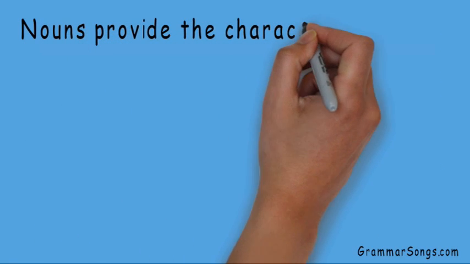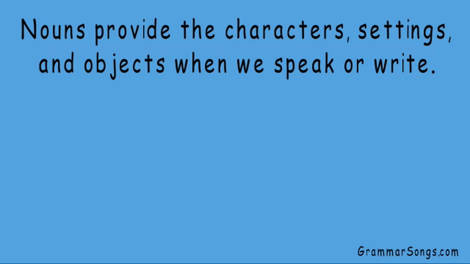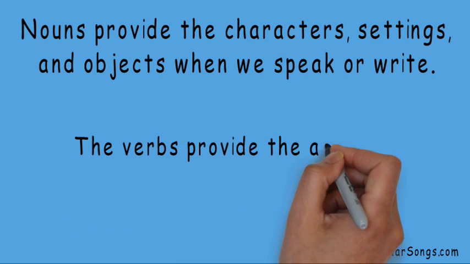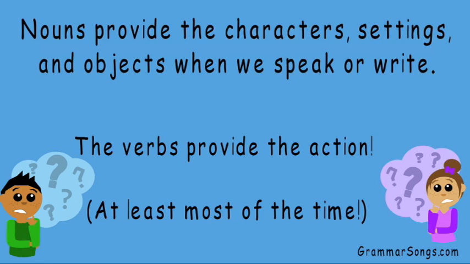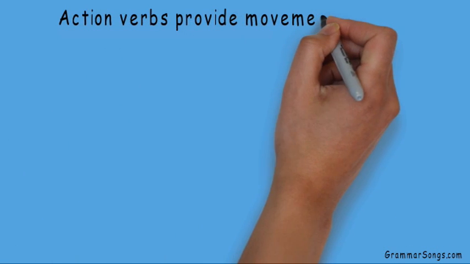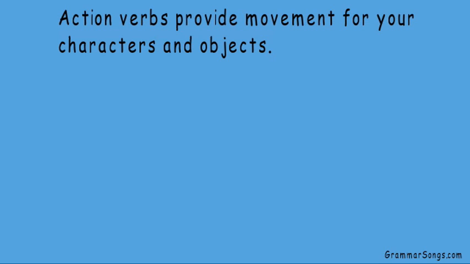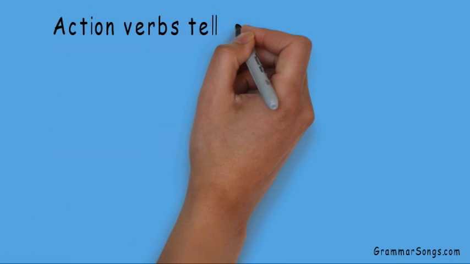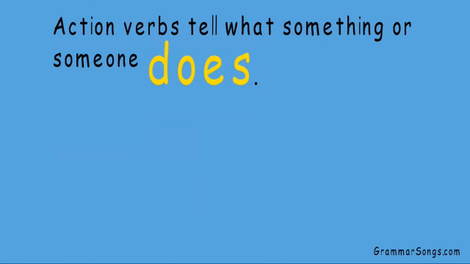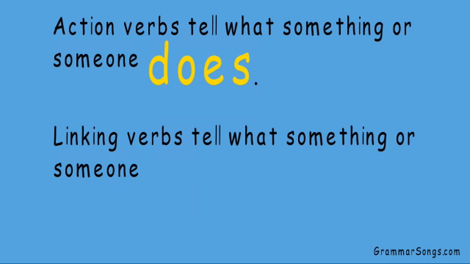Nouns provide the characters, settings, and objects when we speak or write. The verbs provide the action, at least most of the time. Huh? What? Action verbs provide movement for your characters and objects. A ball can roll. Kids can play. Action verbs tell what something or someone does. Linking verbs tell what something or someone is.